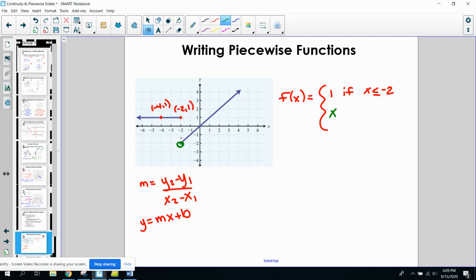Okay, if you're not sure how to get that, pick 2 points on the line. Here we have an open circle, so that point is (-2, -2). And then pick another point on the line. I'm going to pick (0, 0).